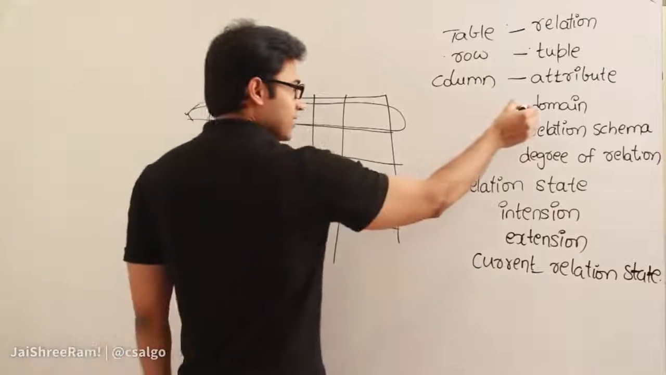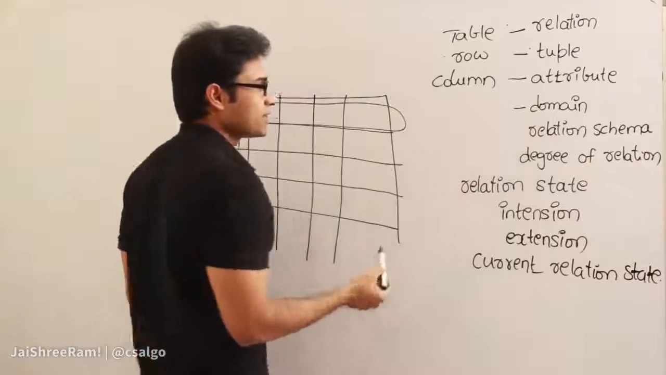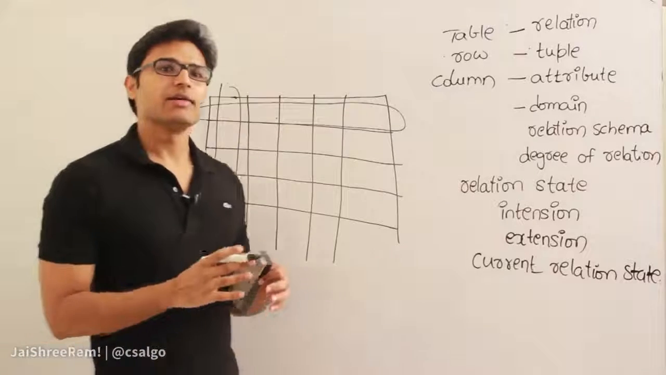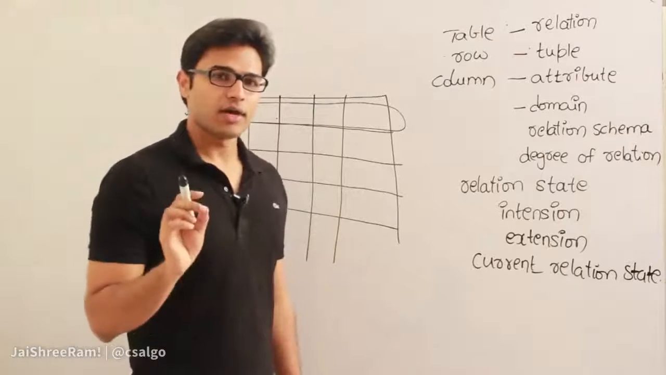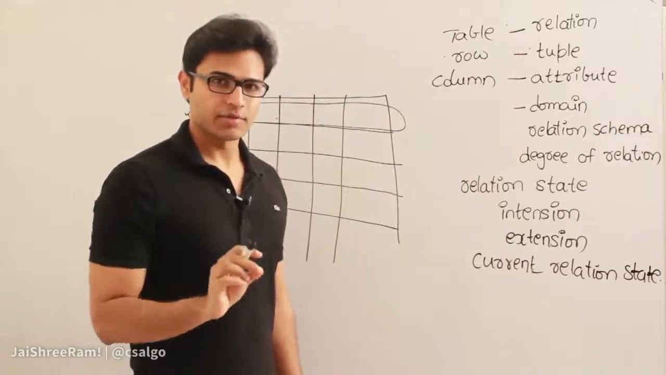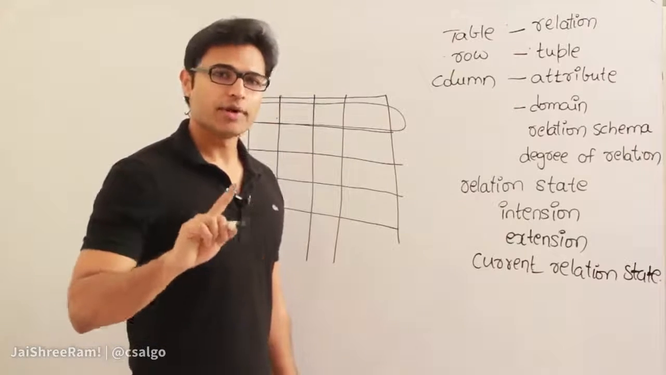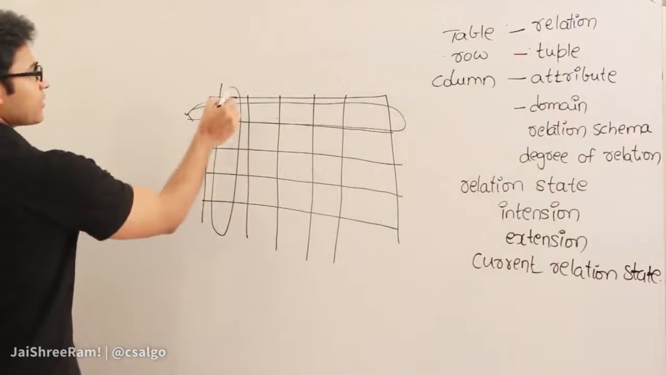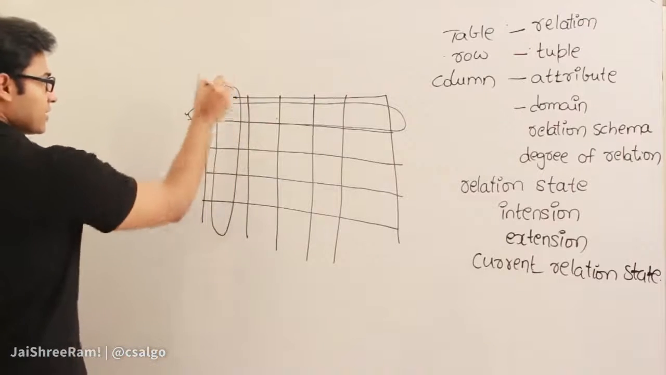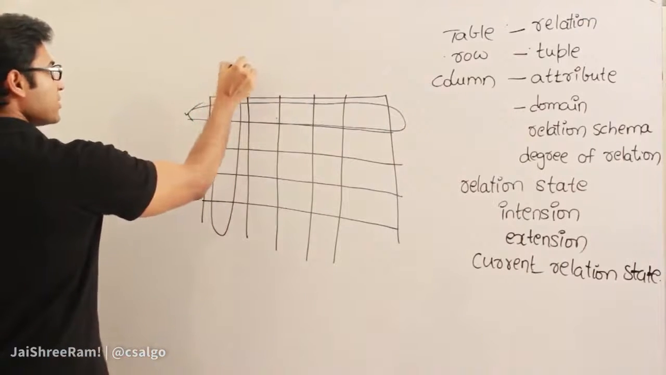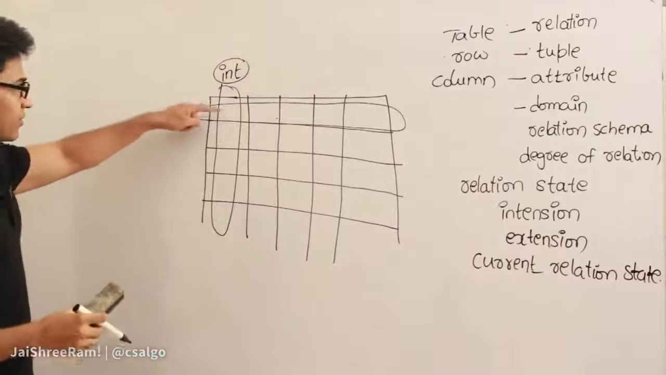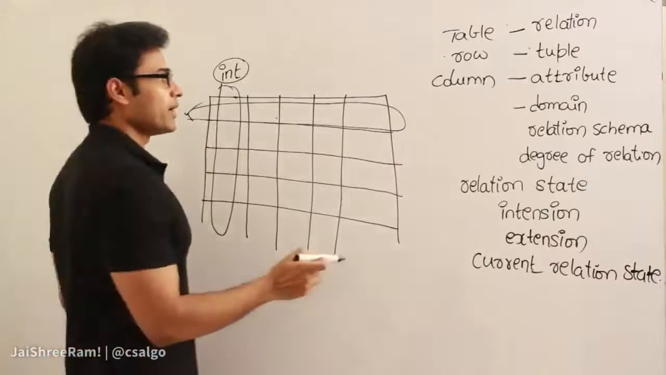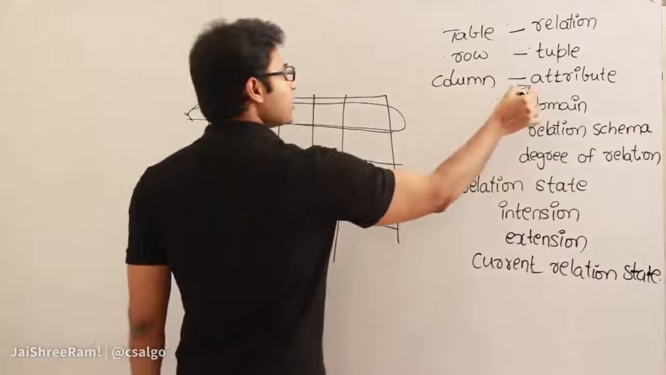And the domain: domain generally means a set of values. Let us say the domain is a set of names. There are various domains possible, and every attribute is going to be associated with a domain. For example, you can say that this particular attribute has the domain integer. What does it mean? All the values which can be present in this column should always be integers. So a domain is associated with the attribute itself.